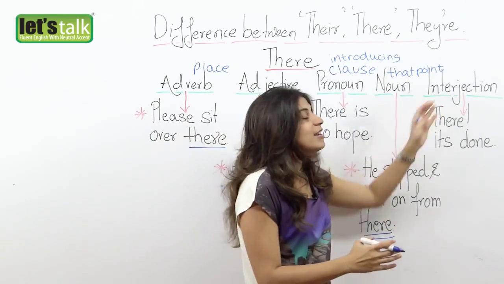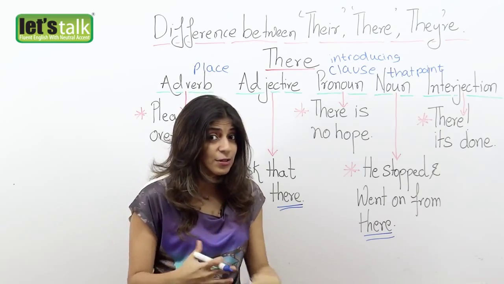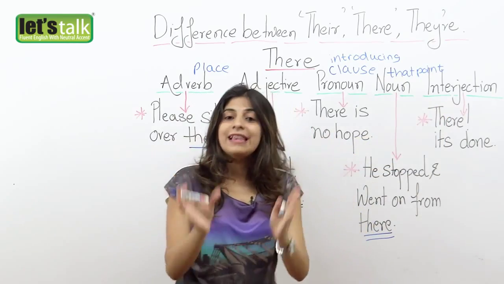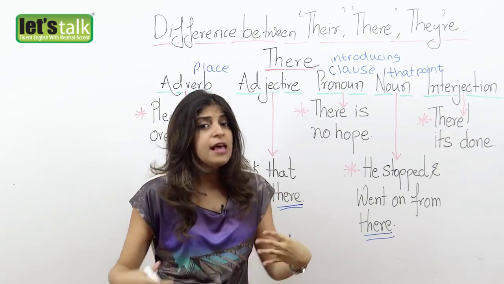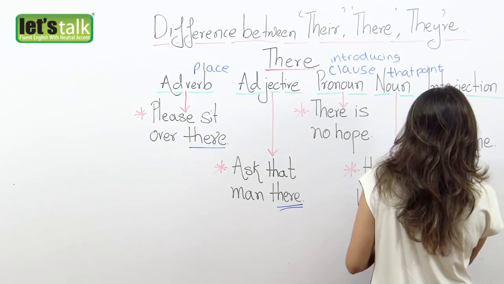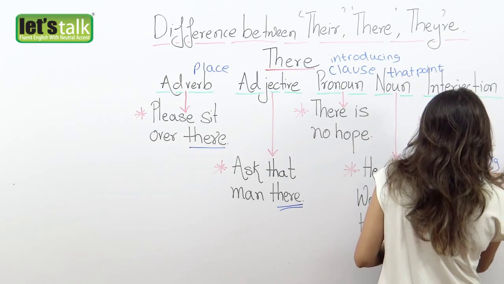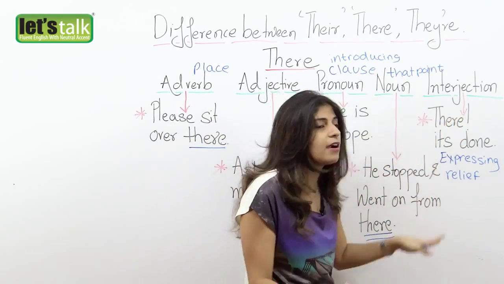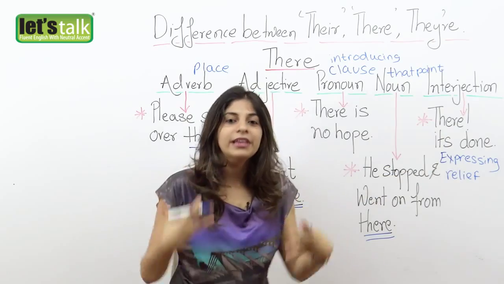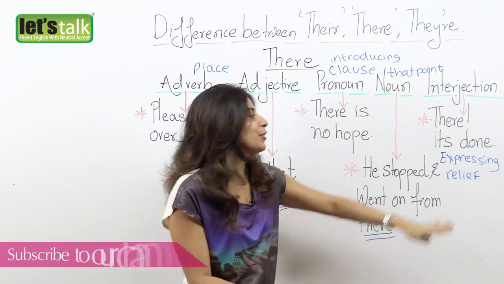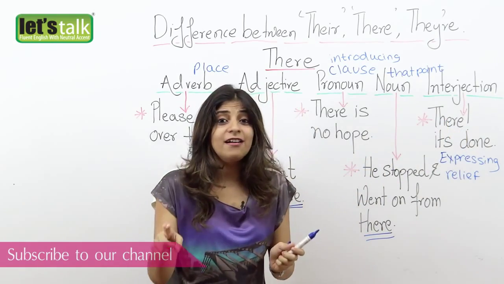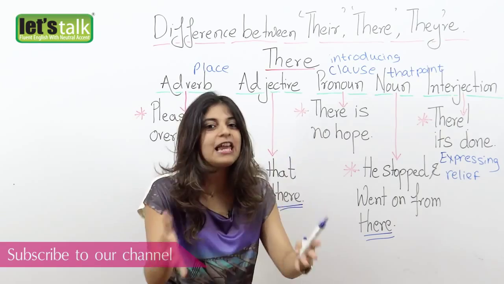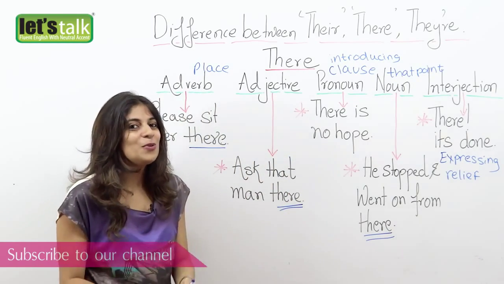And then lastly, there is also used as an interjection. Interjection, well, that means exclaiming, okay, expressing your feelings. So as an interjection, the word there expresses the feeling of relief or satisfaction. For example, there, it's done. Okay, so here you're relieved, you're satisfied, thank God it's done. So therefore you are using the word there as an interjection. There, I found your pen. So again, you are expressing your satisfaction or relief that finally I found your pen. Okay, so this is the way you would use the word there.